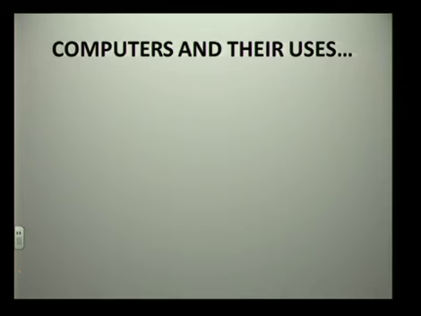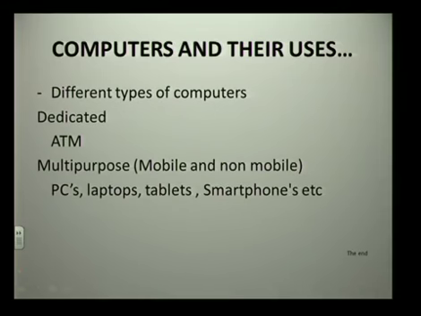Now we're going to focus next on what we define as different types of computers. The different types of computers are classified into two categories. We have one, dedicated computers. Your dedicated computers are meant to perform one specific function. For example, here I have an ATM, which would function in terms of just dealing with money and transactions, so it focuses on one specific function.